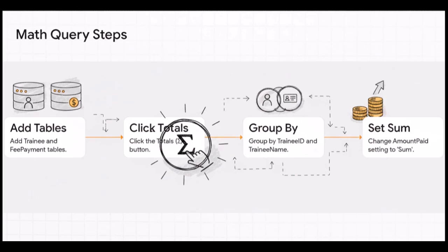You absolutely must click the Totals button. That's the mathematical sigma symbol up in the toolbar. Clicking that opens a brand new row in your grid. For Step 3, leave trainee ID and trainee name set to Group By. But for Step 4, you need to change the amount paid field from Group By to Sum. Run that query and you get to sit back and watch Access do all the heavy mathematical lifting for you.